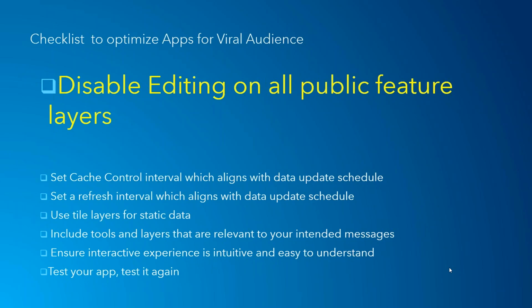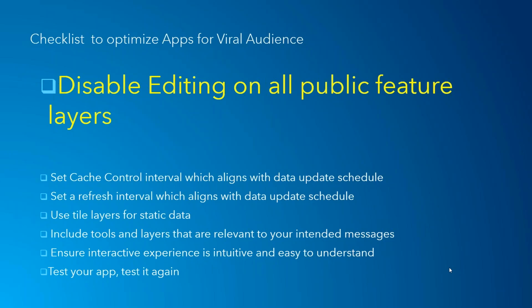And then only include the tools and layers that are relevant to your intended message. So I think the base map switcher is my favorite example of this. A lot of times we like to put in the option for users to change between the 6 base maps that we have available on ArcGIS Online. But most of the time, you really only need to switch between 2 if you need to switch at all. So maybe it's your roads base map and your imagery base map, or really just the imagery base map where they can see the information.